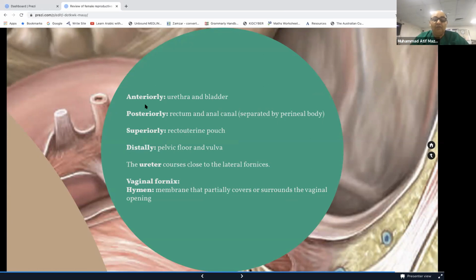And who makes the pelvic floor? There we have a contribution from muscles. I'm sure you'll remember that levator ani, coccygeus, and piriformis all contribute in making this pelvic floor, and that is one of the contributing factors which is preventing prolapse. Are we clear?